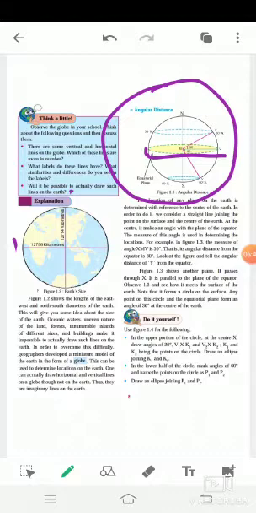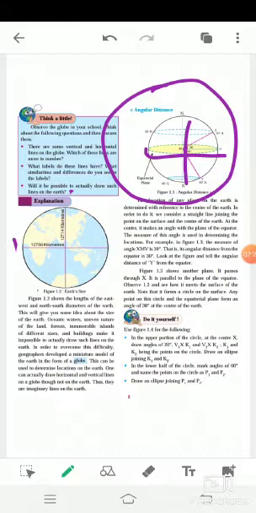Whenever you want to find a location, you have to refer to the center of the earth. We consider a straight line joining the point on the surface and the center of the earth. This is the straight line joining the center of the earth. It makes an angle with the plane of the equator. The measure of this angle is used in determining the location.